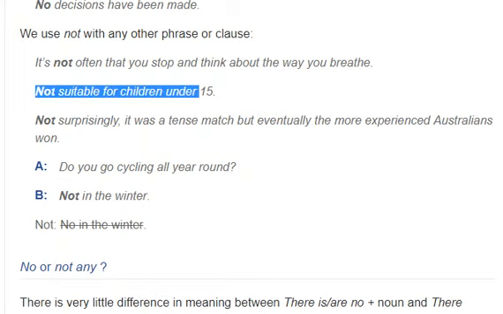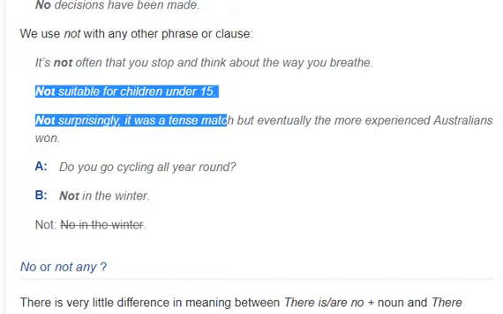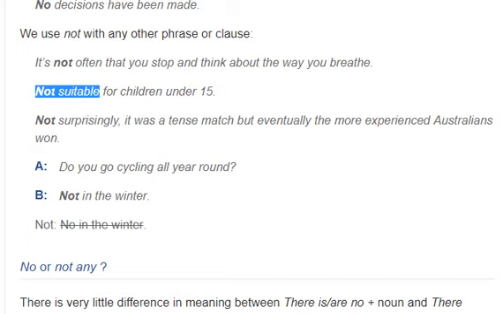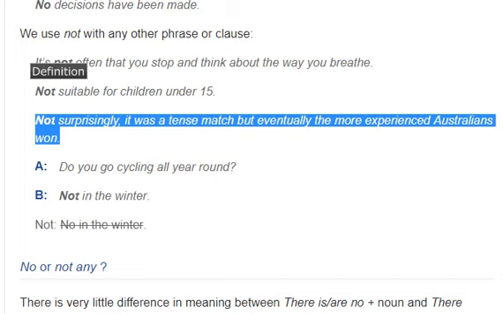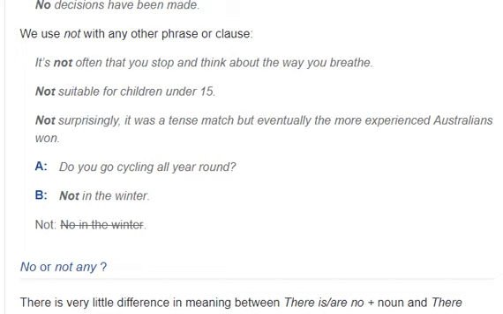Not suitable for children under 15. Não recomendado para as crianças abaixo de 15. Então, suitable não é substantivo nessa situação. Então, pode usar not. Not surprisingly, it was a tense match, but eventually the more experienced Australians won. Surprisingly is not a noun. And so, you can use not, because after that not is not a noun.